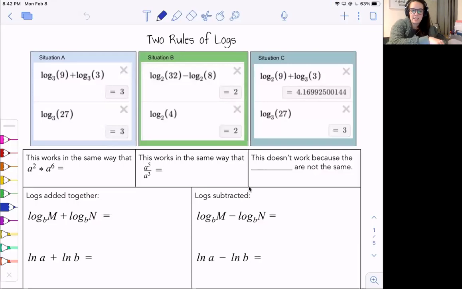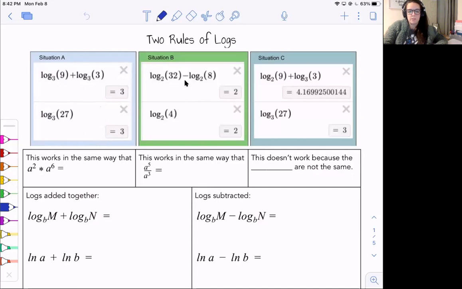Hi everybody, today we are learning about two rules of logs and we're going to use them to compress logs as well as expand logs. So we have our first situation. You saw this stand and talk earlier in class today, but we have log base 3 of 9 plus log base 3 of 3 is equal to 3. And we see that incidentally, log base 3 of 27 is also 3. So we're thinking, okay, there might be a situation here.